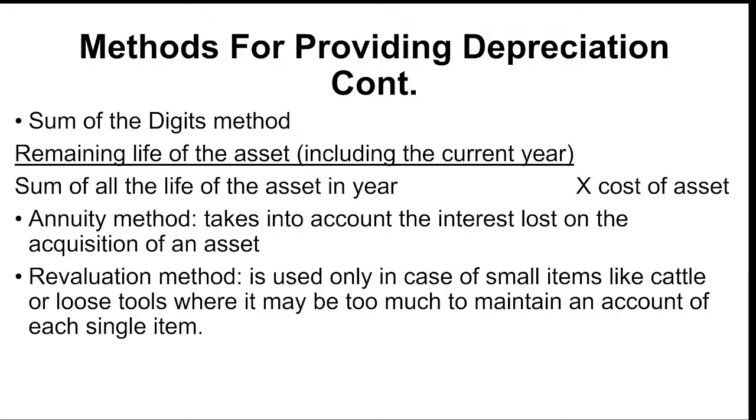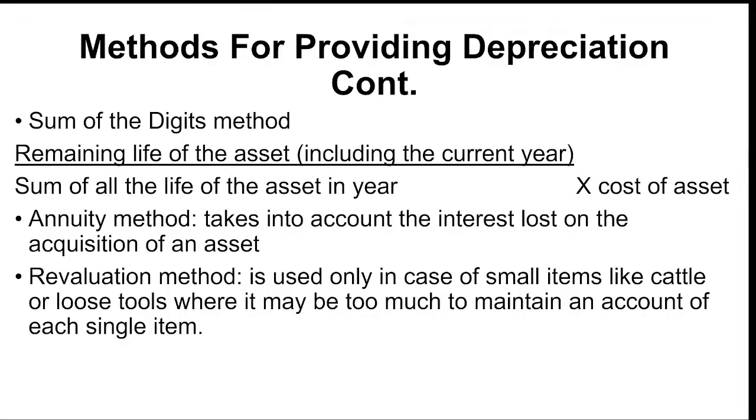Then we have another one called the sum of the digits method. The formula is the remaining life of the asset, including the current year, divided by the sum of all the years of the life of the asset. Then you multiply by the cost of the asset. So you are going to get the sum of the digits method.